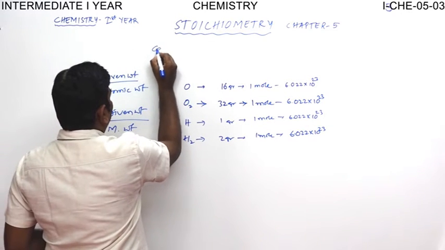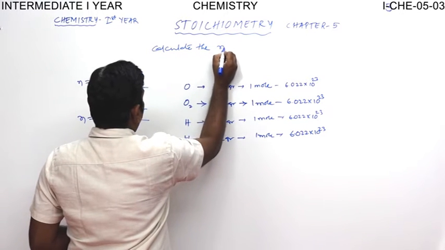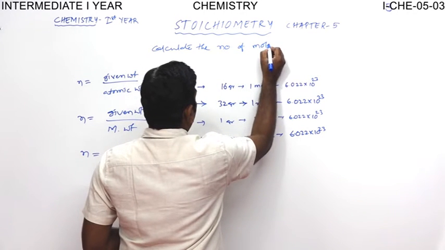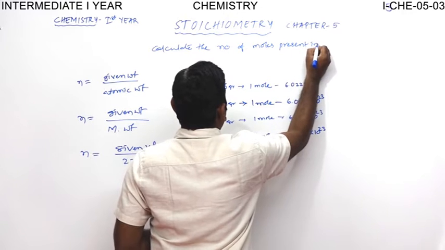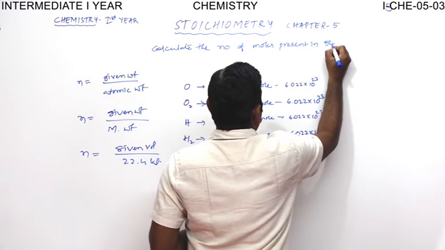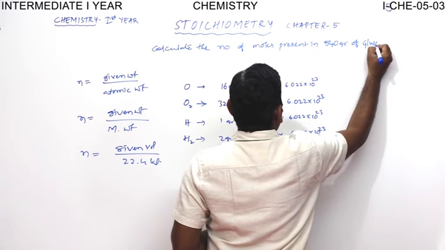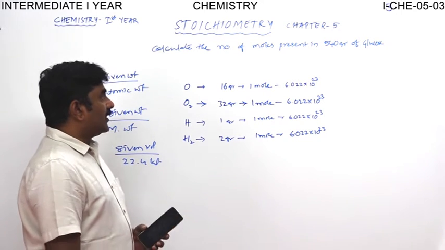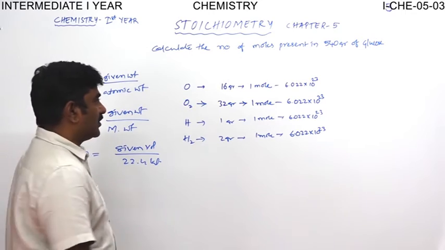Question is: calculate the number of moles present in 540 gram of glucose. Calculate the number of moles present in 540 gram of glucose.